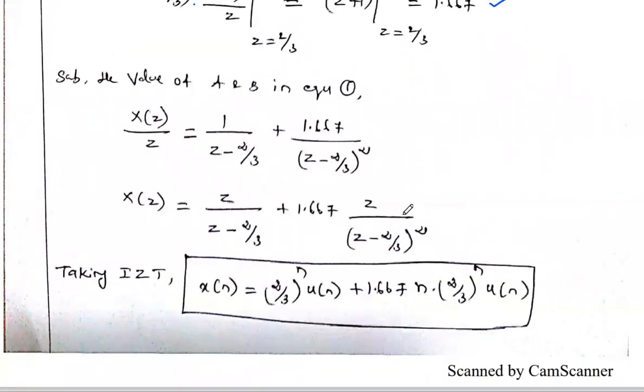Okay, what is the next step? This is z. Okay, this is z. You just multiply with this right-handed term. Okay, so X(z) is equal to z by (z - 2/3) plus the constant into z by (z - 2/3) the whole squared. Okay, so after that we have to take the inverse z transform.